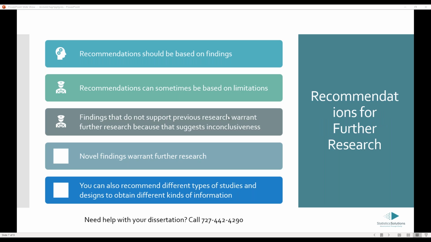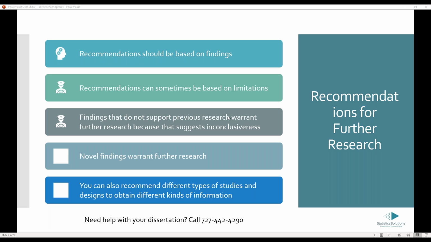Okay, and recommendations for further research. Another important thing that stems from your actual findings, like the recommendations for practice, the recommendations for future research should be based on your findings. In other words, they're not general recommendations. Same thing with practice. They're not general recommendations for practice. They're not general recommendations for further research. They're based on what you found.